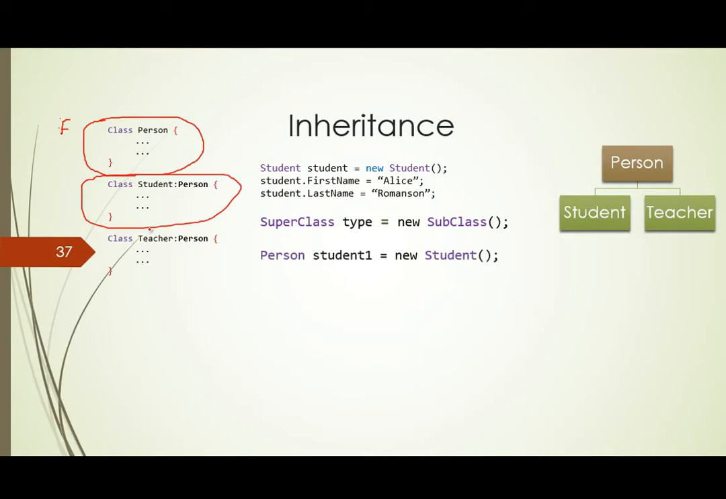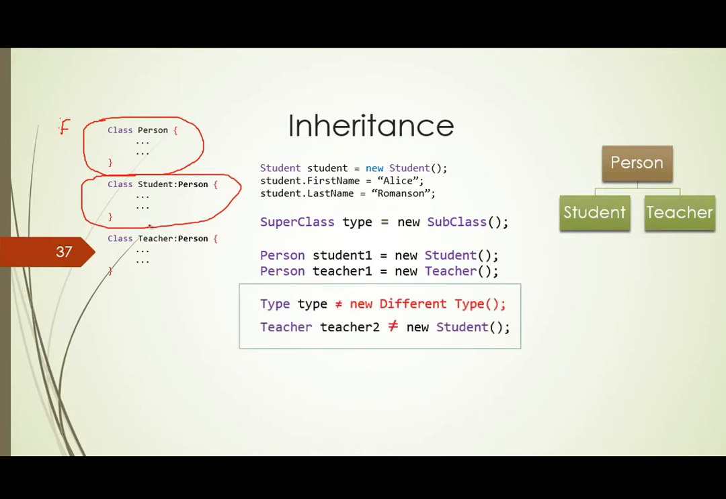So you can create a person from a student class, or instantiate a person class from a student class. You can do the same for the teacher as well. But if the types are not the same, let's say that you want to create a teacher class from a student class, you will fail. And it's also vice versa. If you really try to create a student class from a teacher class, you will also fail.